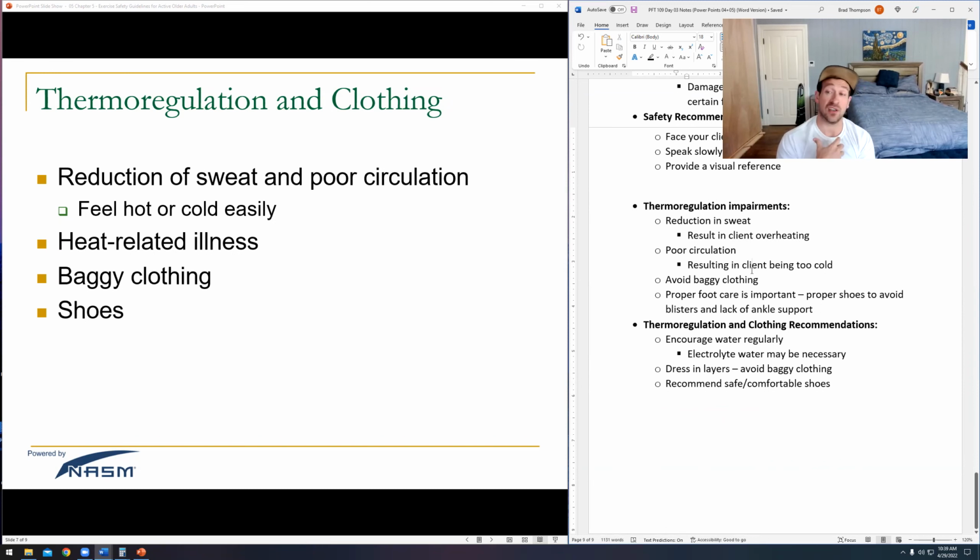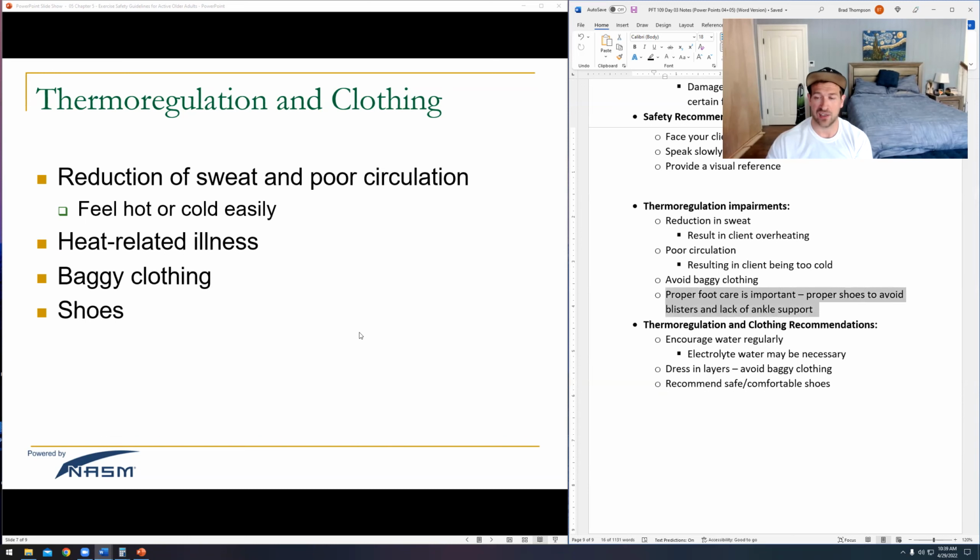Also, a lot of times seniors will try to keep themselves warm. These are adults who understand to dress in layers, but just encourage your client to avoid baggy clothing. A lot of seniors will wear sweatshirts and stuff, which is fine, but they'll wear a baggy sweatshirt, and then it can get caught on a machine. They can get injured. They can pinch a finger or something. That's not going to be good.